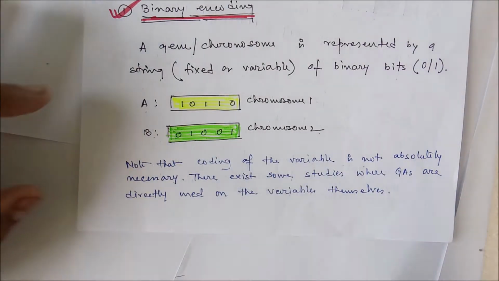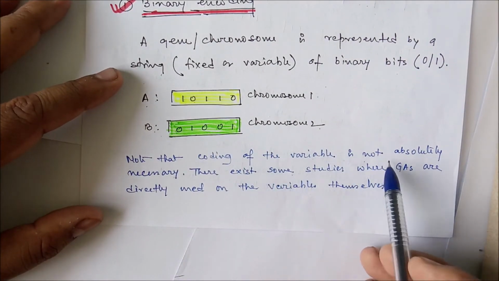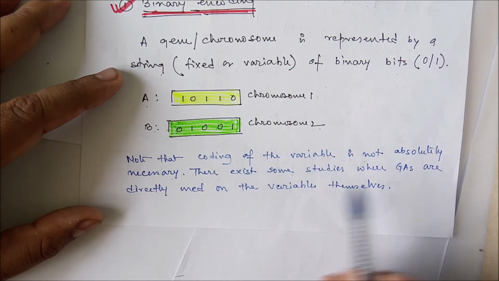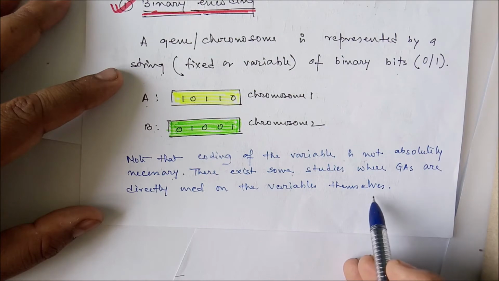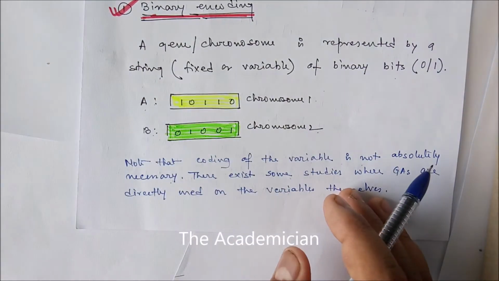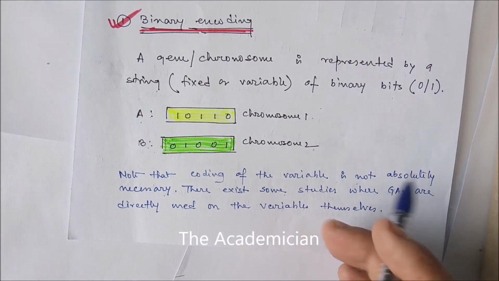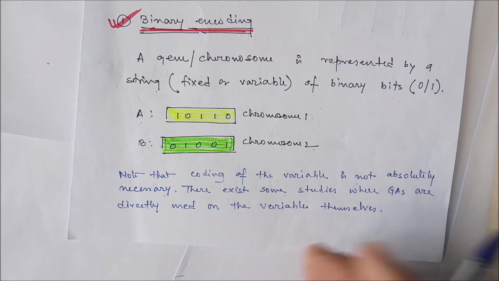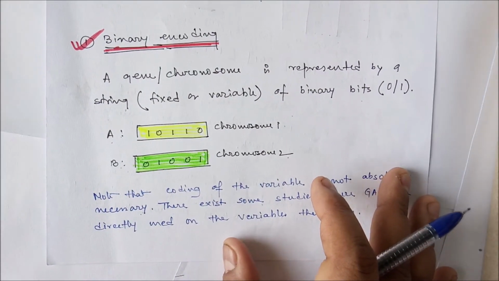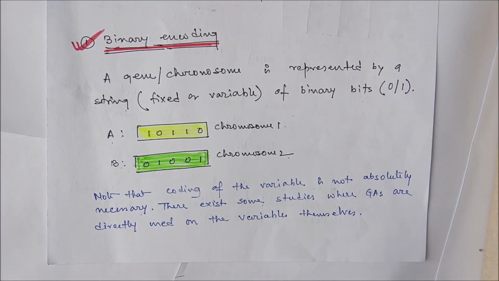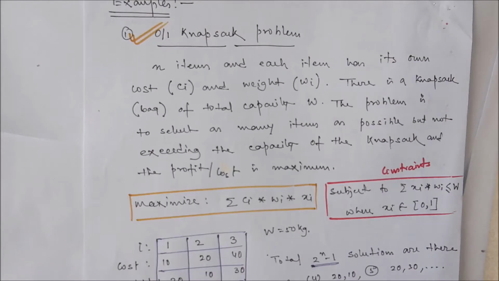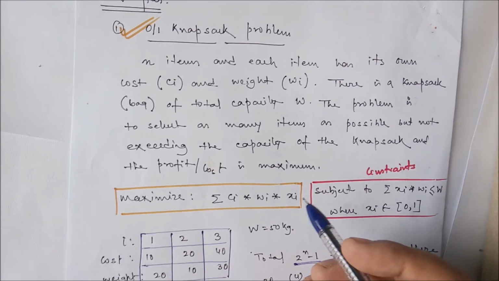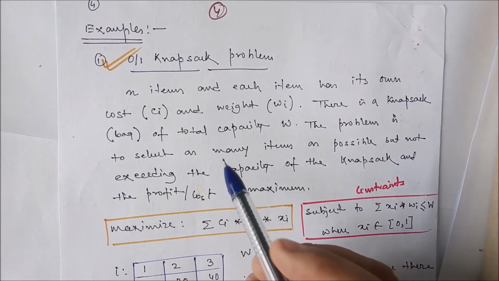Note that coding of the variable is not absolutely necessary. There are some studies where genetic algorithms are directly used on the variables themselves. So it is not mandatory to use a coding technique. If we can directly use the problem, then we can use it; it is not necessary to convert it, or to apply any coding technique. Here we are using our knapsack problem as an example of binary encoding.